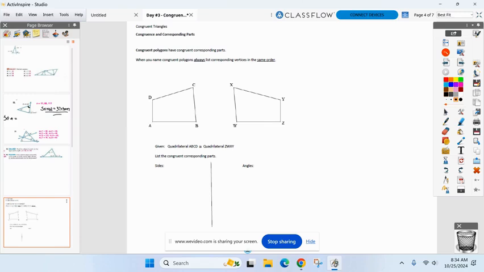We're still going to talk about triangles, but we're going to talk about any type of polygon in general, and when are they congruent to each other, because that's the big topic for this unit: congruent figures.